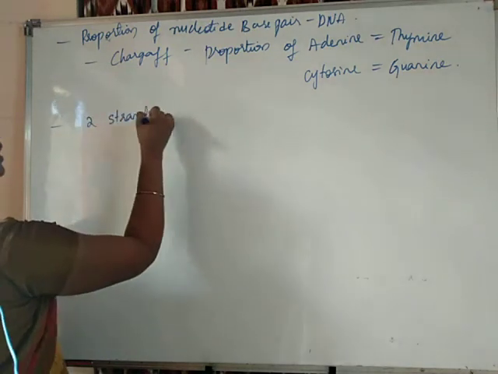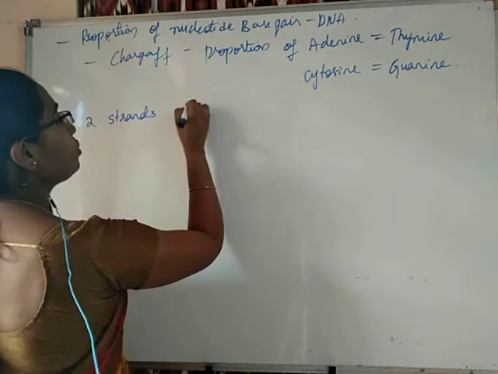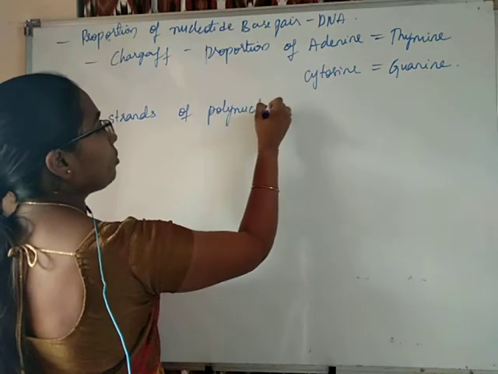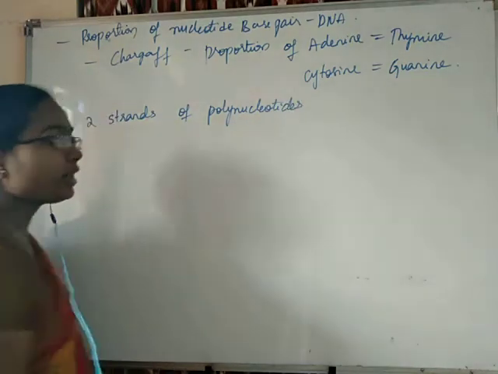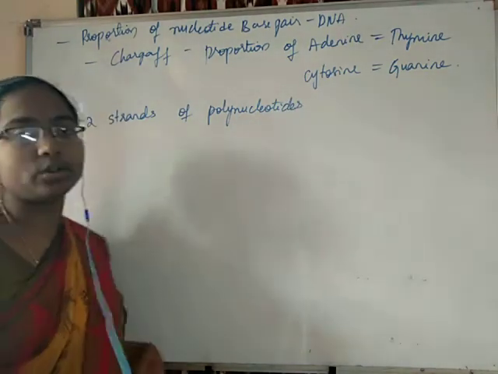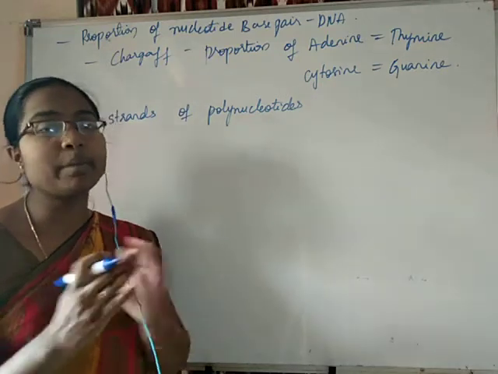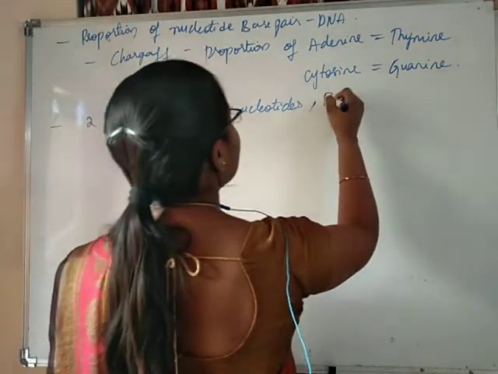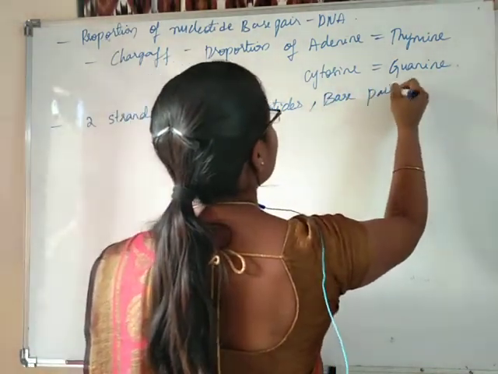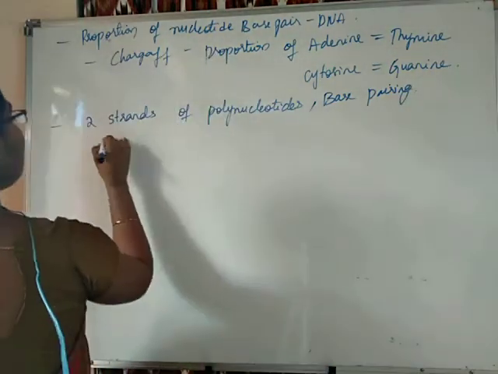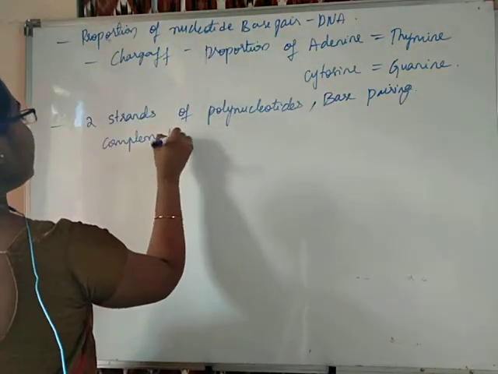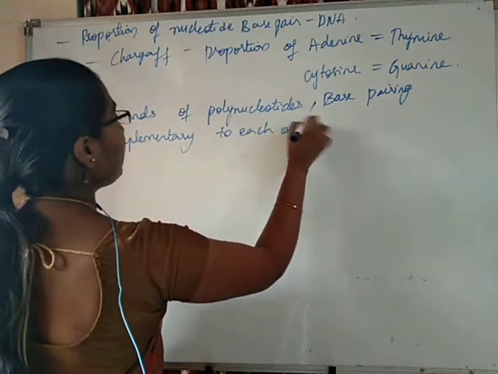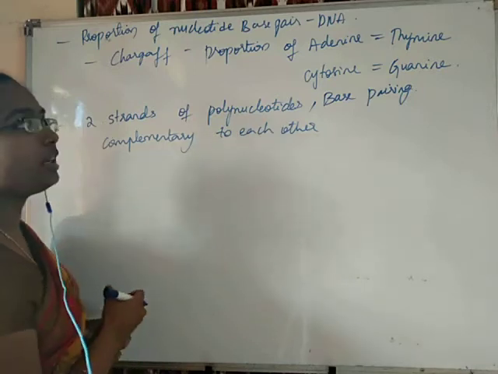of polynucleotides. These two strands of polynucleotides show base pairing, and they are said to be complementary to each other.